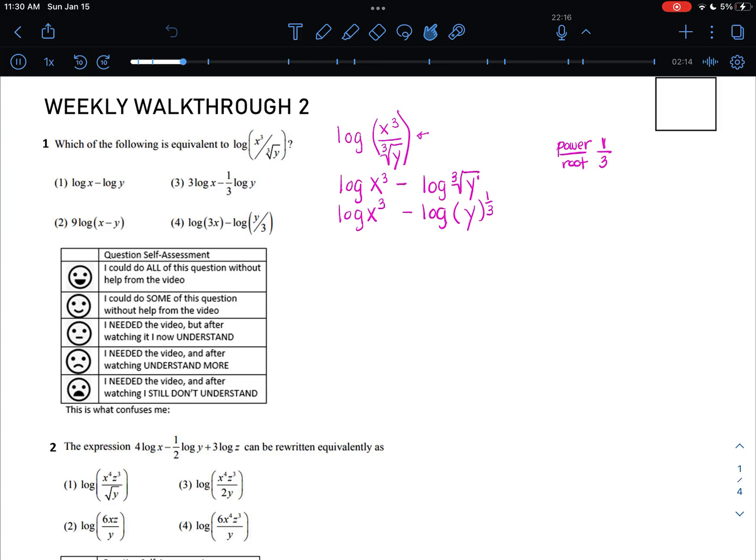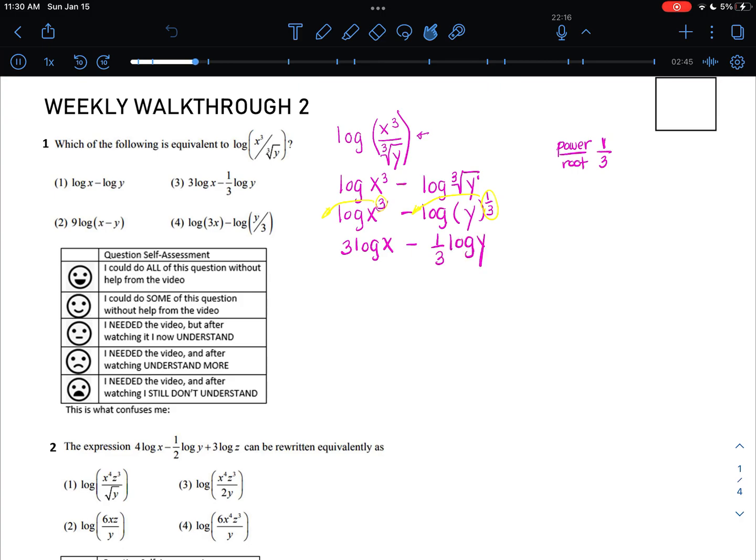Now that I have it in the subtraction, I'm going to take the power rule and I'll just highlight right here. That exponent is going to come down to the front for both of them, right in front of the log. So my new answer becomes 3 log of x minus 1/3 log of y.